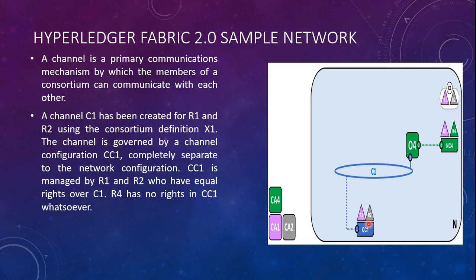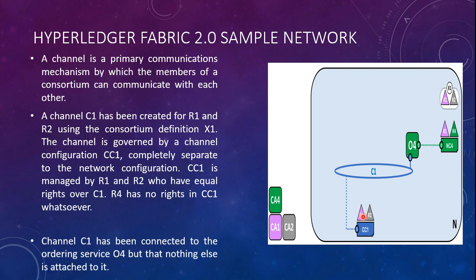So CC1 is the channel's configuration, completely separate to the network configuration. The network configuration is separate and the channel configuration CC1 is separate. CC1 is managed by R1 and R2, who have equal rights over this channel C1. So R4 has no rights in CC1 whatsoever. The network administrator R4 does not have any rights in controlling the channel configuration. This channel configuration is strictly between the consortium members, which are R1 and R2.